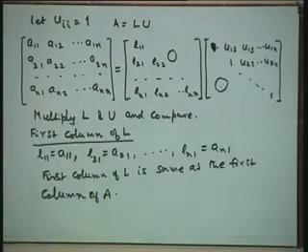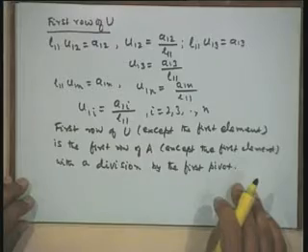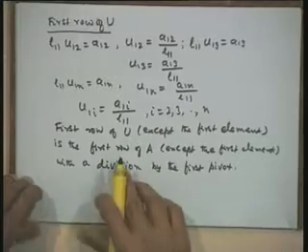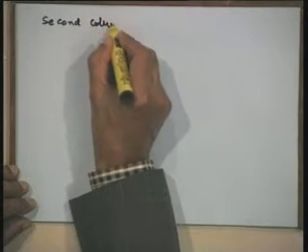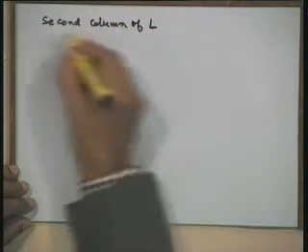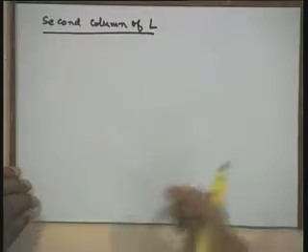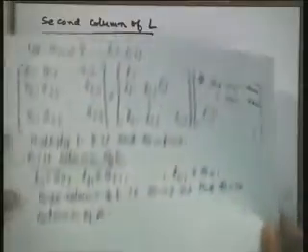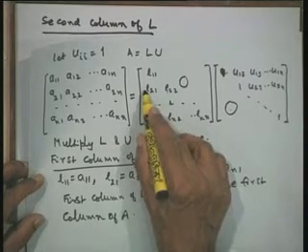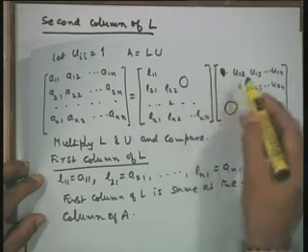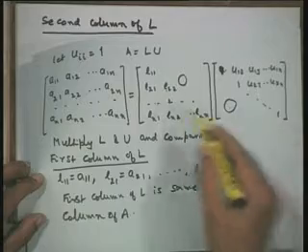So, now let us find the elements of the second column of L. Now, in order to determine the second column of L, I need to consider the product of the second row of L, second column of U, and so on. Let us first do what we will get here.